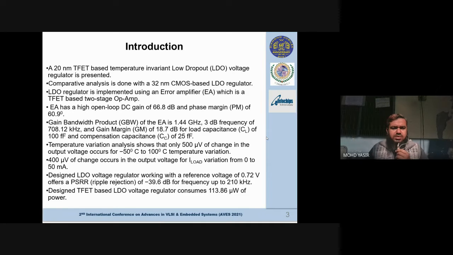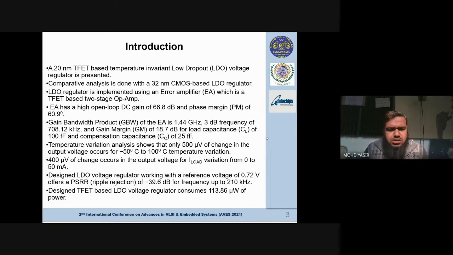A 20 nanometer TFET based temperature invariant low dropout voltage regulator is presented in this paper. Comparative analysis is done with a 32 nanometer CMOS based LDO regulator. The LDO regulator is implemented using an error amplifier, which is a TFET based two stage op amp. Our amplifier has a high open loop DC gain of 66.8 dB and phase margin of 60.9 degrees.